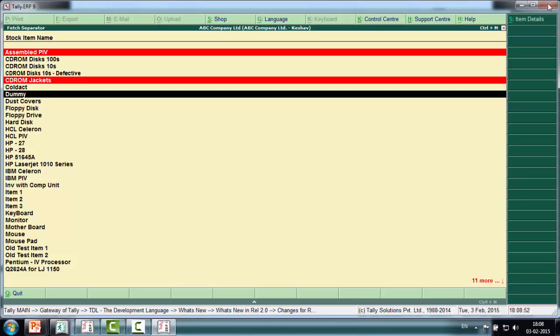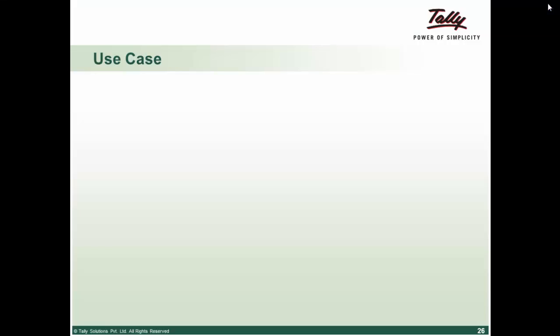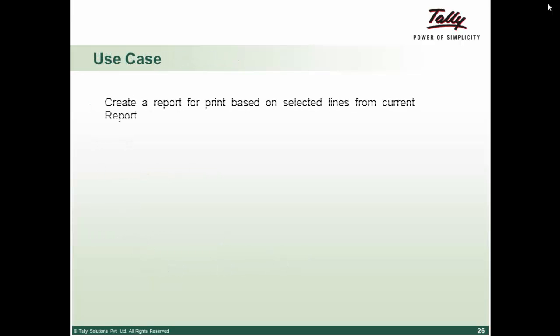So for the collection to evaluate itself at the client end itself, we have this attribute called client only. The moment you specify client only colon yes, it gathers the collection at the client itself, so it does not send a request to the server. By default, the attribute value is no. So we have already seen this particular report, selected lines from a current report.